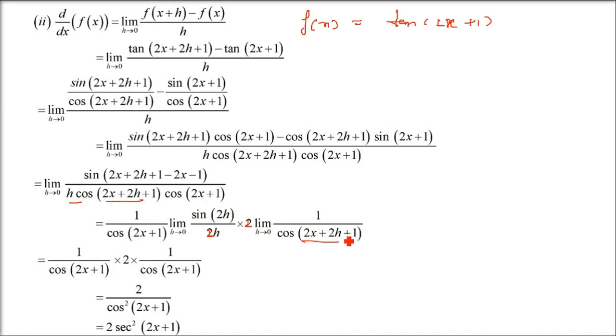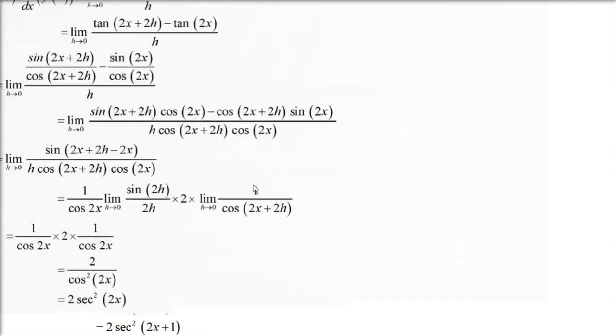So what about this? Cos(2x+2h+1). Now put h as 0. So you will get 1 by cos(2x+1). This is 1 by cos(2x+1). This sin 2h by 2h is going to be 1. Only 2 will remain. So 2 is already there. Now cos²(2x+1) can go up. So 2 sec²(2x+1) will come.